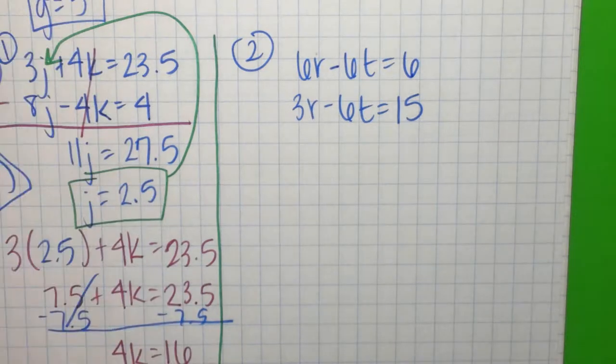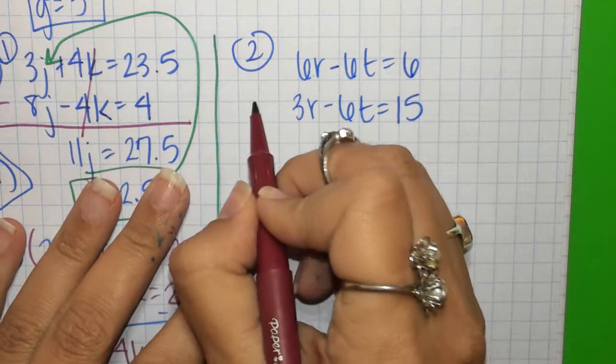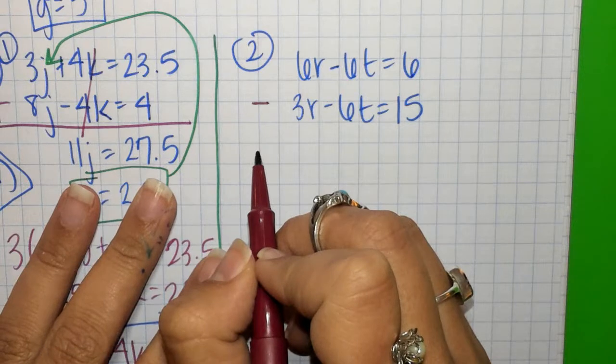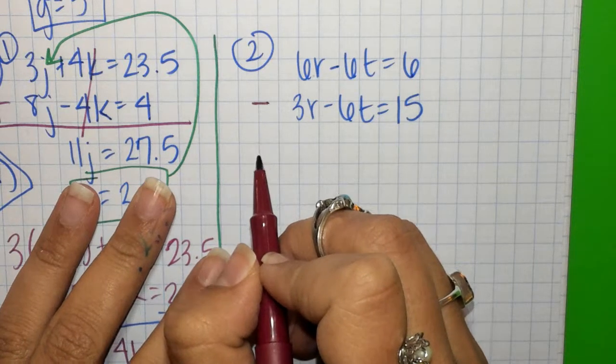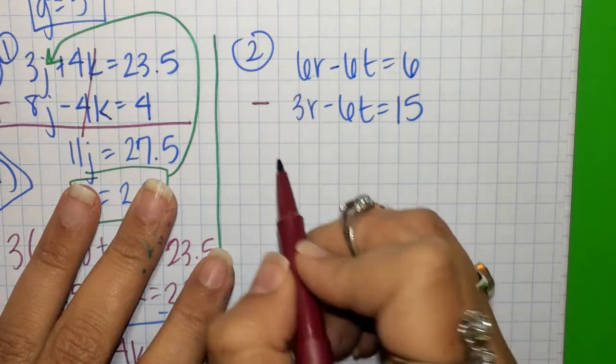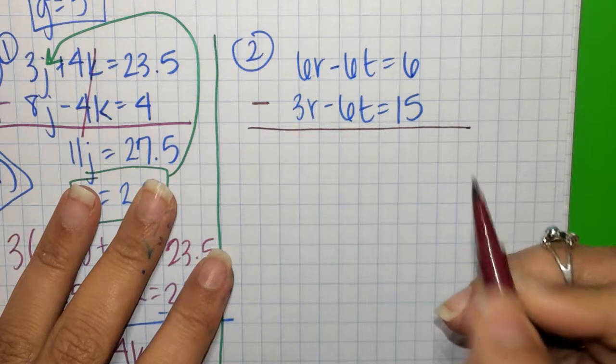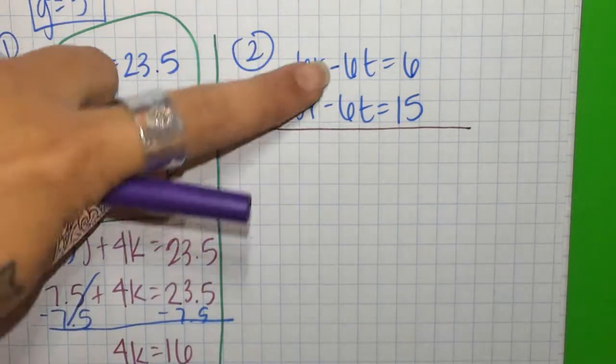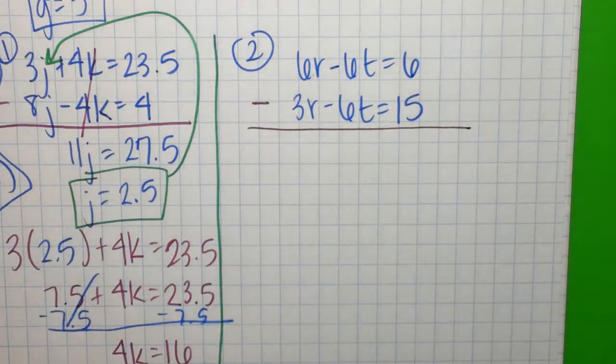Alright, now, are we going to add or are we going to subtract this time? Why are we going to subtract? If you do that weird laugh before you answer me one more time, I'm taking off all the points. Now, we're going to subtract straight down. What is 6R minus 3R? 3R.